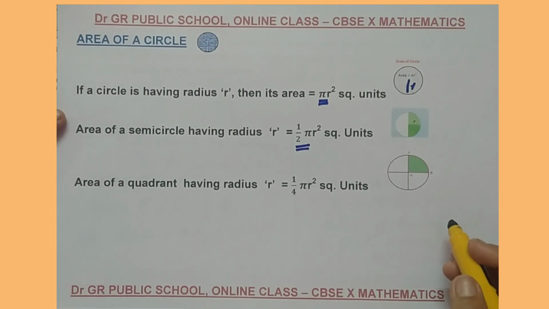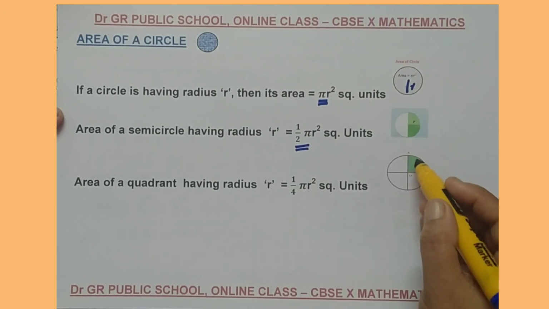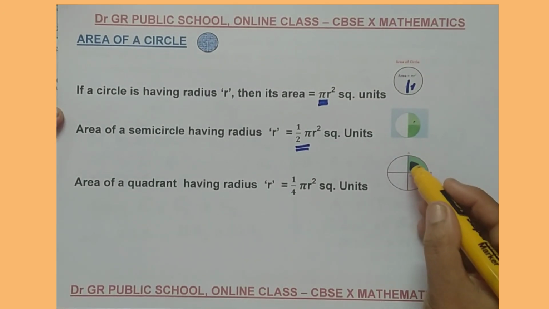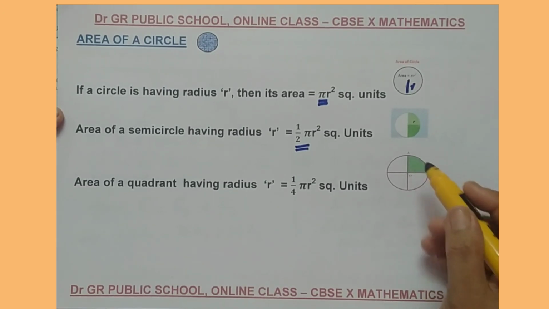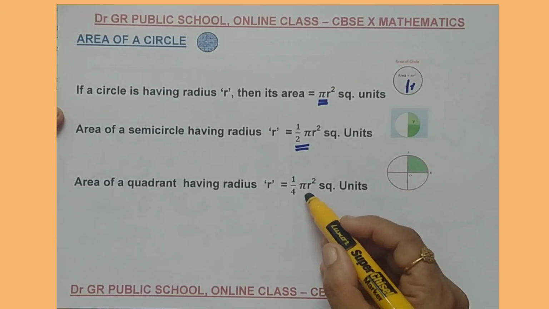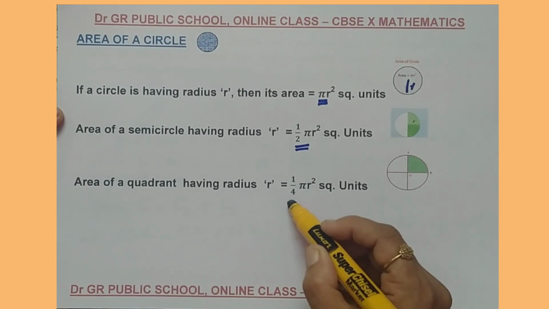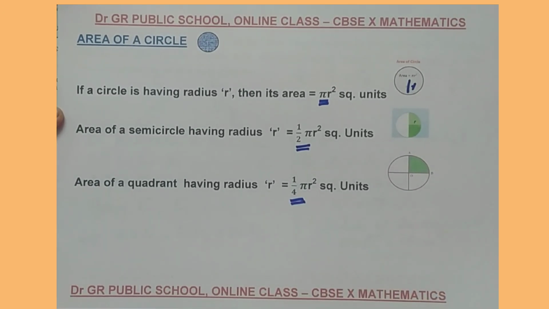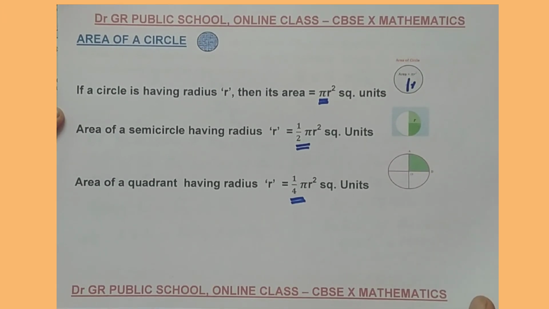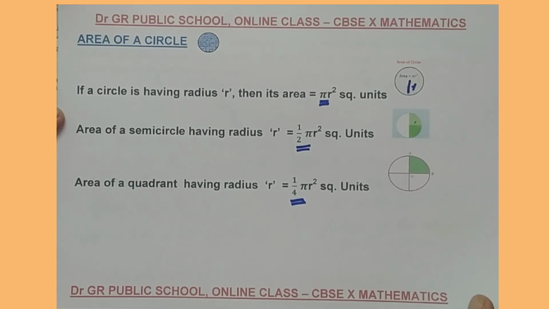But in the case of the area of a quadrant, 1/4 of the area of the circle comes under area of a quadrant. So 1/4 of the area of the circle, pi r square, you need to consider. So area of the quadrant equals 1/4 pi r square, and you know that the unit of area is square unit, that is either square centimeter or square meter or square kilometer based on the question given to you.